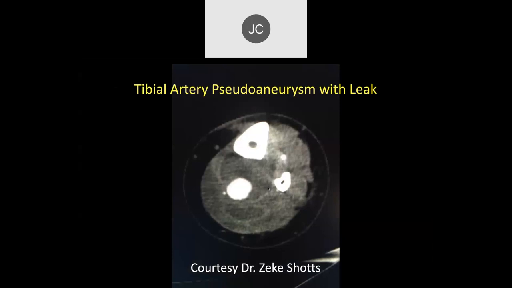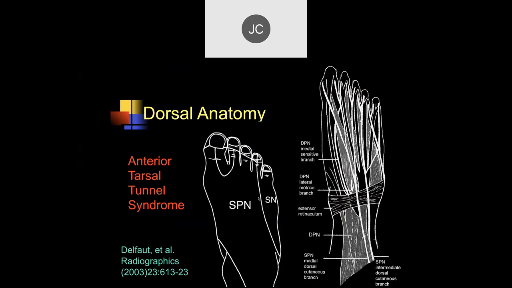This was a tibial artery pseudoaneurysm. I see. So this is all pseudoaneurysm here. Okay.